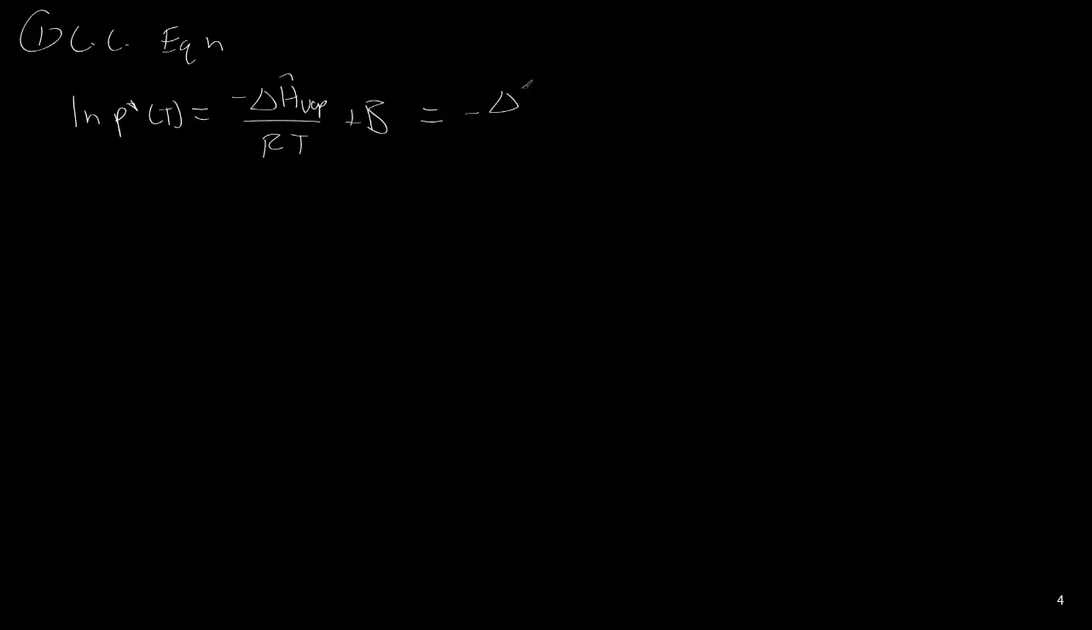Now, moving on to the three methods to estimate the heat of vaporization. The first one is the Clausius-Clapeyron equation, which can be written as the natural log of the vapor pressure is equal to minus delta H hat of vaporization over RT plus B. Now we can rewrite this as minus delta H of vaporization over R, times 1 over T, plus B.